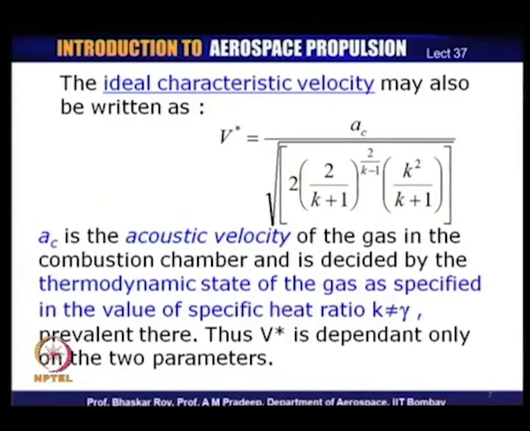Now, acoustic velocity, as you remember, is dependent on the local temperature. As a result, the combustion chamber pressure, not only pressure but the temperature, will decide what the acoustic velocity is, and as a result the characteristic velocity would be decided. The other parameter which will decide the characteristic velocity is the thermodynamic state of the gas, as specified in the value of specific heat ratio K, which may be different from gamma, which is the ideal value of the gas.